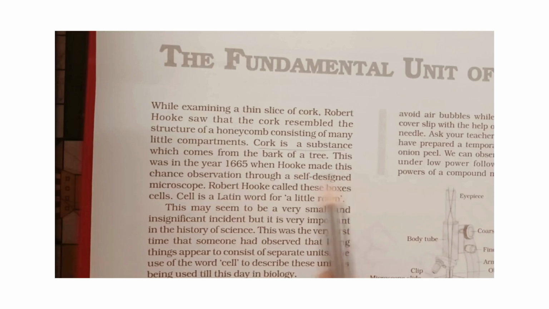Now, this was in the year 1665 when Hooke made this chance observation through a self-designed microscope. Now, we are talking about a period of 1665. At the time, the microscopes were not that great. So, he has just observed a dead cork. Now, cork is a part of a tree. So, it was a dead one. So, he took a slice of it and he observed it under the microscope.